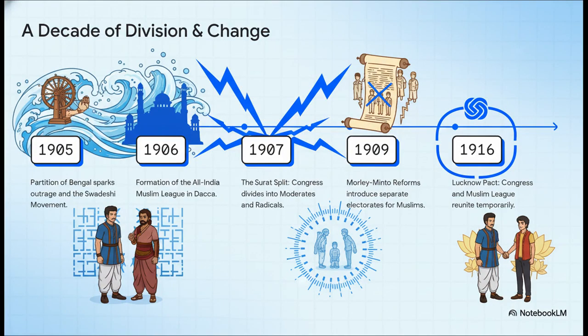This timeline shows you just how chaotic and decisive this period was. It's like a domino effect. The partition in 1905 sparks outrage. Then, the All India Muslim League forms in 1906, partly out of fear of Hindu majority rule. The next year, 1907, the Congress itself splits right down the middle. Then the British drive that wedge even deeper in 1909 with separate electorates. For almost 10 years, the movement was fractured, only managing to come back together for a short time in 1916.